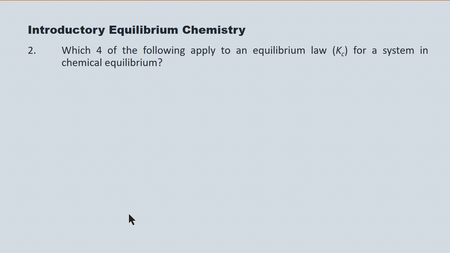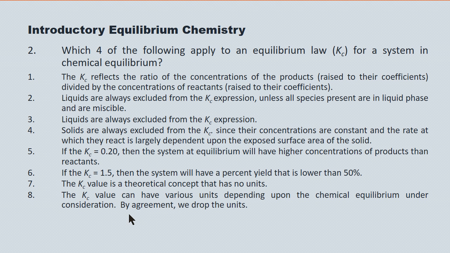2. Which 4 of the following apply to the equilibrium law for a system in chemical equilibrium? And another 8 choices. 1. The Kc reflects the ratio of concentration of the products raised to their coefficients divided by the concentration of the reactants raised to their coefficients. Yeah, that's true. 2. Liquids are always excluded from the Kc unless all species present are in liquid phase and are immiscible. Yes, that's also true. 3. Liquids are also excluded from the Kc. No. 4. Solids are always excluded from the Kc since their concentrations are constant and the rate at which they react is dependent upon the exposed surface area of the solid. Yes, that's true. 1, 2, and 4 so far.